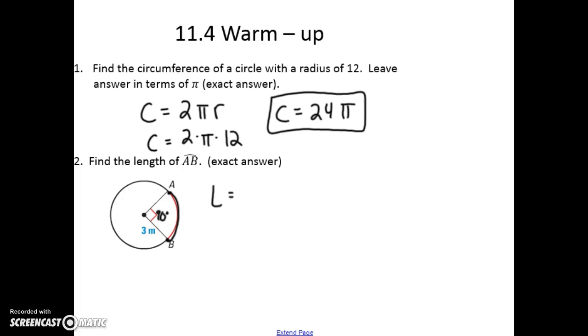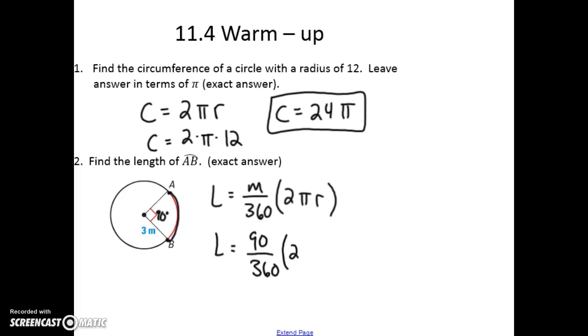So we can find this by using the measure of that angle over 360 times 2 pi r. So we're going to find the circumference and multiply it by the percentage of the circle that we have. So we have 90 of 360 degrees times 2 pi, and the radius is 3. And we want to leave this as an exact answer.